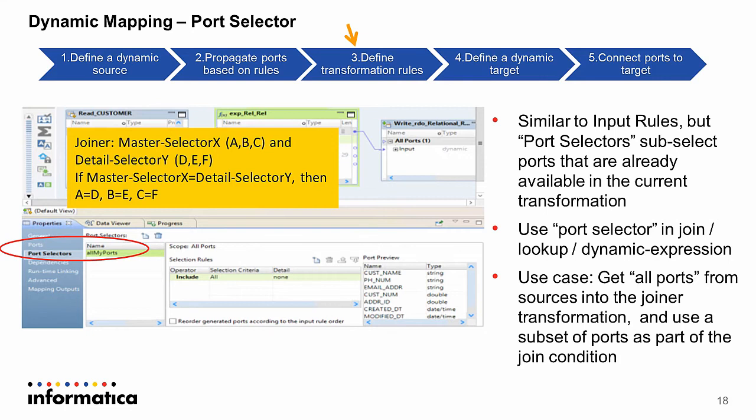So if you have a joiner transformation, like I said, you could have a port selector where you can specify different ports that would be used in the join condition. So it doesn't take all of the ports into the joiner condition, right? You only select the ports that you want to use for your join condition. In the use case I pointed out, you get all the ports from the source into the joiner transformation and use only a subset of these ports as part of the join condition. Right, so I could set that up.